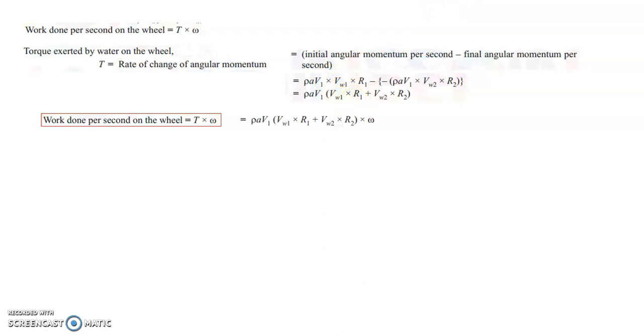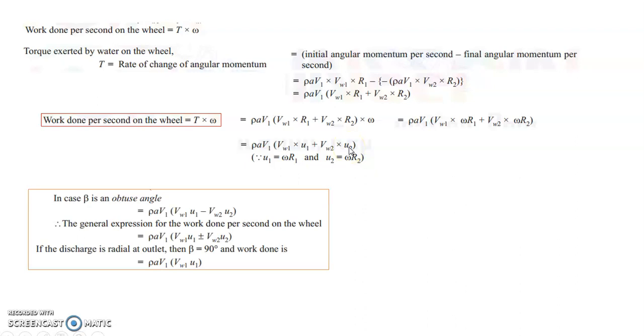So work done per second is torque into omega. So rho into A into V1 into (VW1 into R1 plus VW2 into R2) is the torque, and I'll multiply omega inside. Now you get some other terms: omega into R1 and omega into R2. Omega into R1 is U1, and omega into R2 is U2, which is what is stated here.